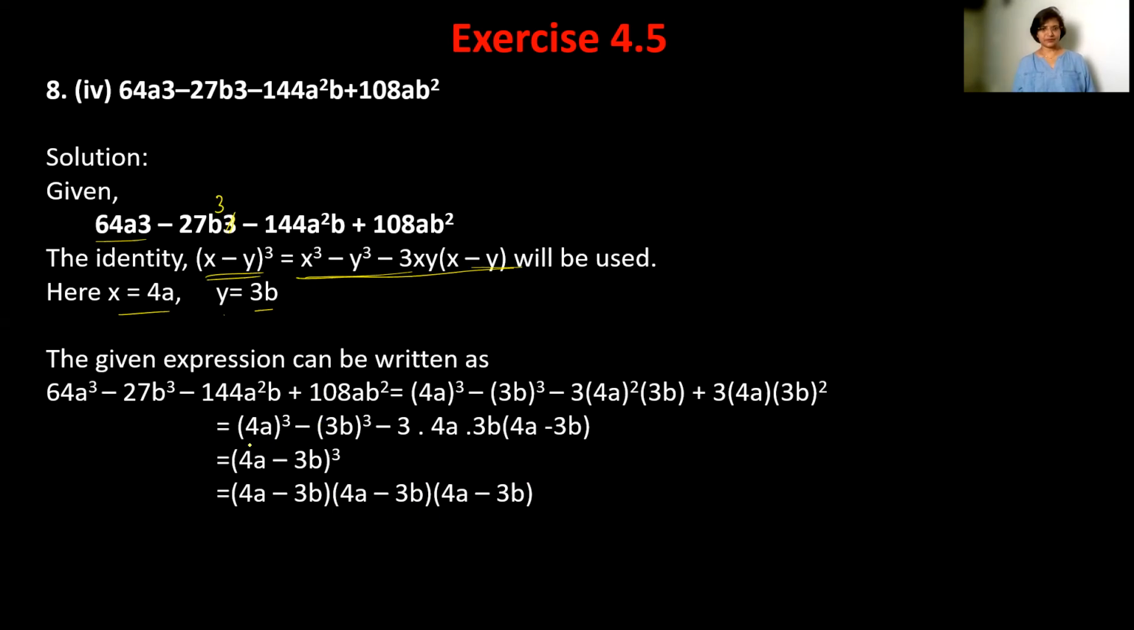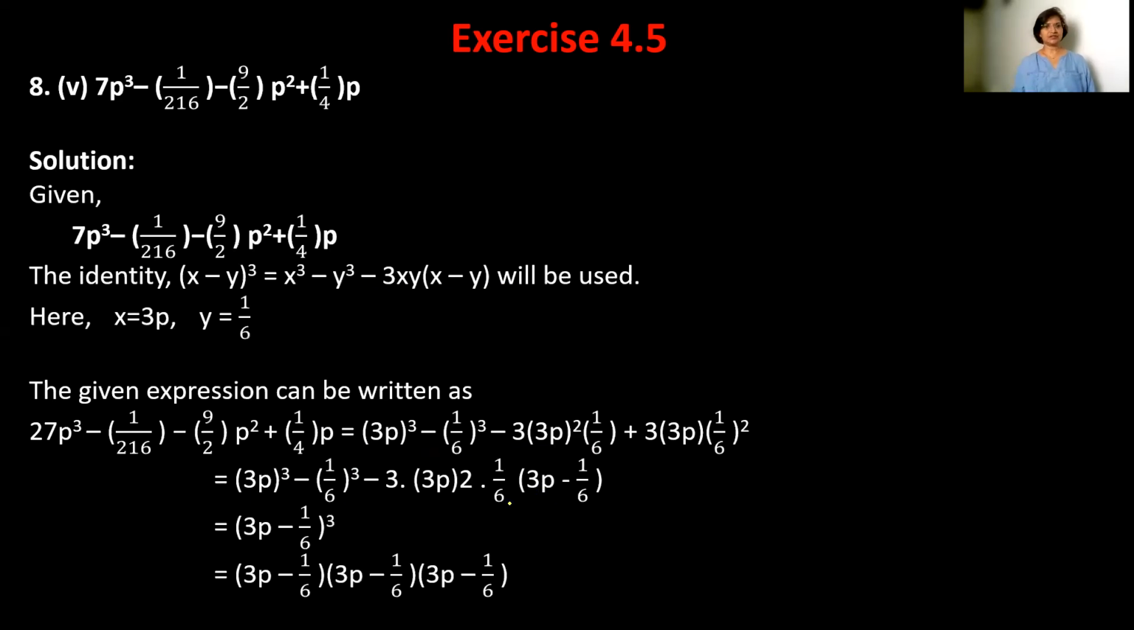So after putting 4a whole cube minus 3b whole cube minus 3 into 4a into 3b, within a bracket 4a minus 3b. So what we got is the same form, x cube minus y cube minus 3xy into x minus y. So what can we write this as? We can write it in the form of x minus y whole cube. So we are writing 4a minus 3b whole cube. Now we can write 4a minus 3b into 4a minus 3b into 4a minus 3b.